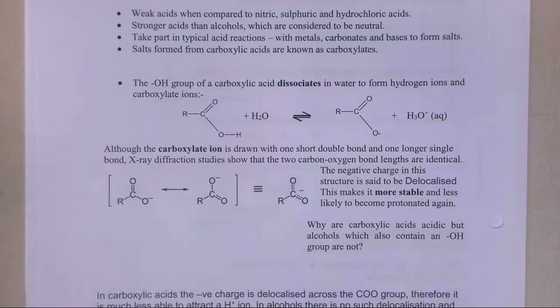Okay, so these carboxylic acids are what we call weak acids when compared to things like nitric, sulfuric and hydrochloric acids. Weak and strong has nothing to do with concentration, it's to do with the amount of dissociation, how easily they give up a hydrogen ion. Now don't worry about that at the moment because acids and bases form a topic in the second year, so we're going to study that in much more detail later on.